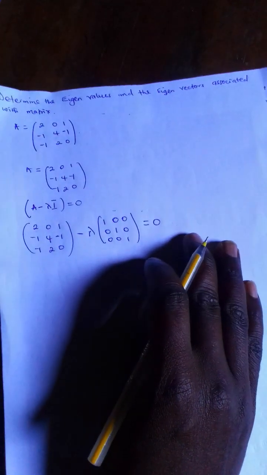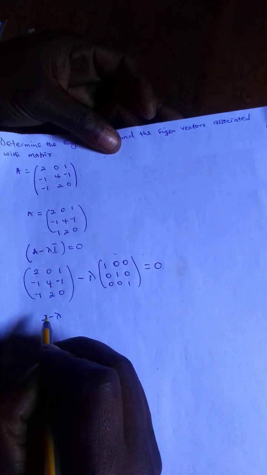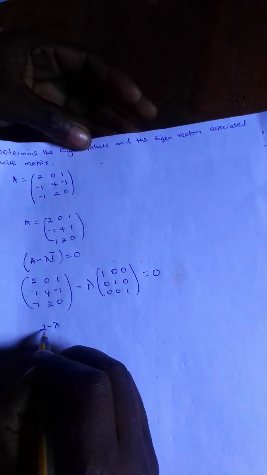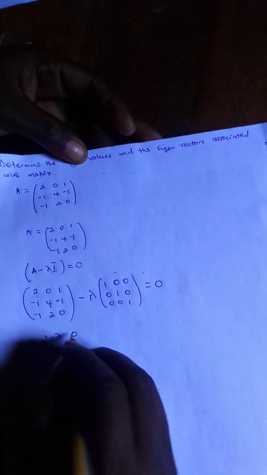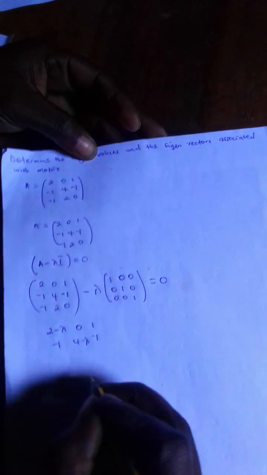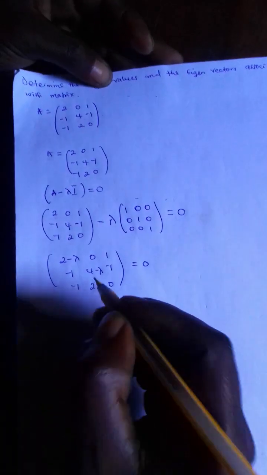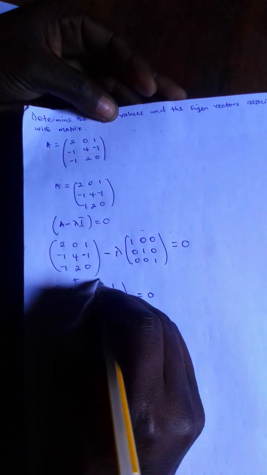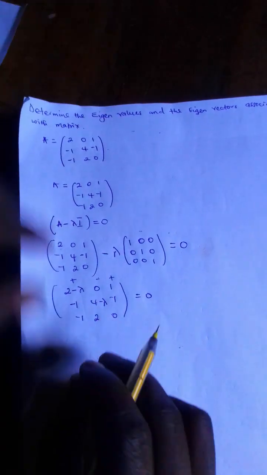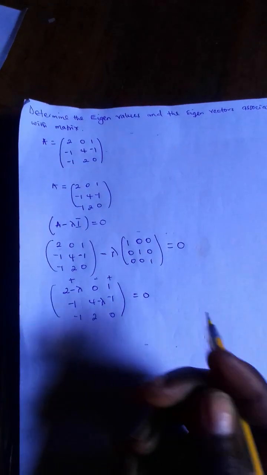So from there, this is [2 minus lambda, 0, 1; -1, 4 minus lambda, -1; -1, 2, minus lambda]. This one is equal to 0. Then from here, we shall have to find the determinant of the matrix given. Then we equate it to 0 to get the value of lambda.